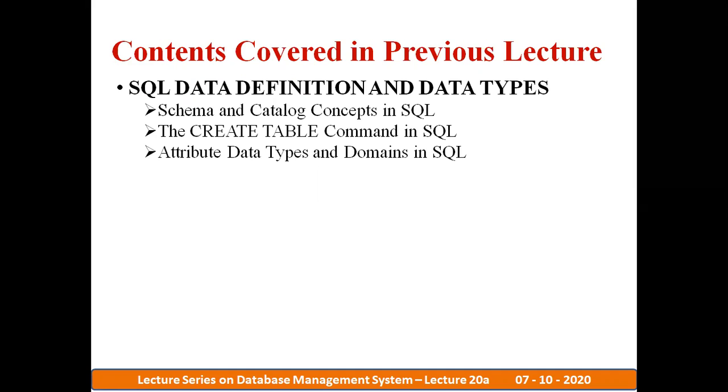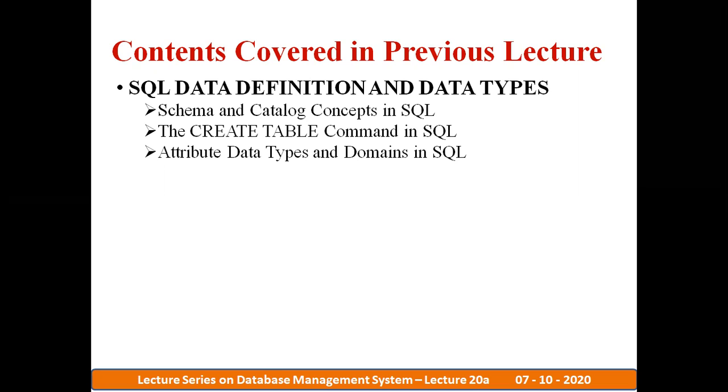So in the previous video, we discussed the SQL data definition and the data types. In that, we discussed the schema and the catalog concepts. A schema is created by using the statement called create schema, and we also need to specify the schema name as well as the one who is authorized to access that schema. After that, in the schema, we specify the tables, constraints and domains, and the possible values we are going to define in the schema. Then the table will be created by using the create table command.